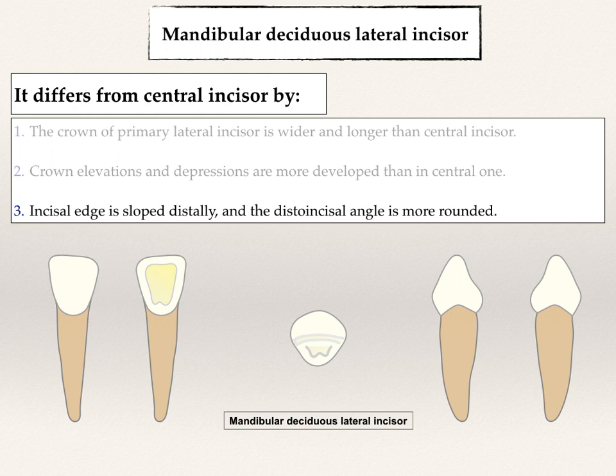The incisal edge is sloped distally, and the disto-incisal angle is more rounded. The incisal edge is not perpendicular to the long axis of the tooth.